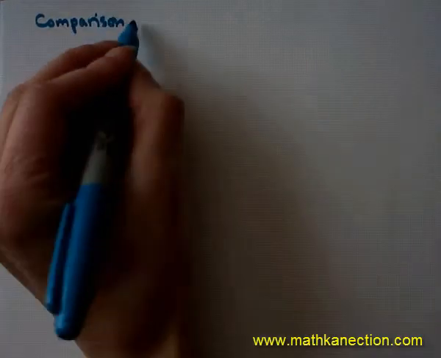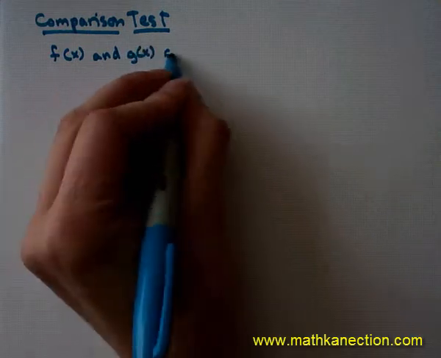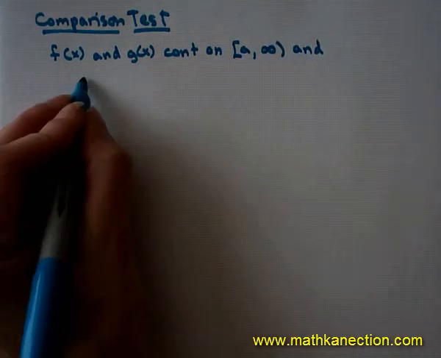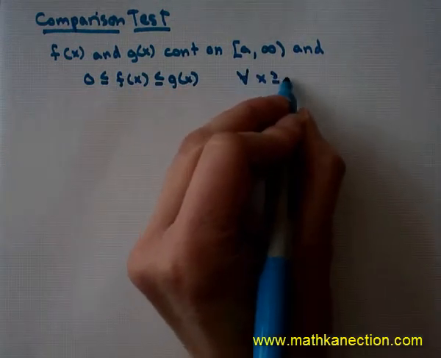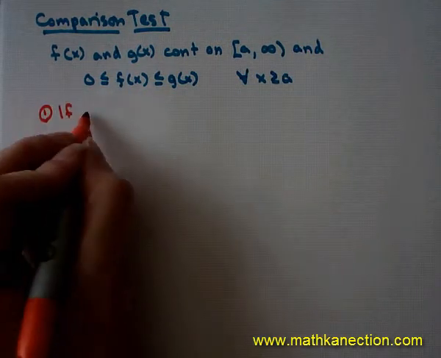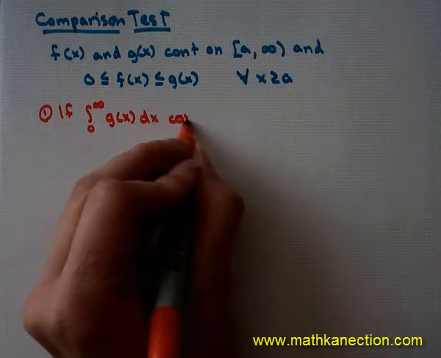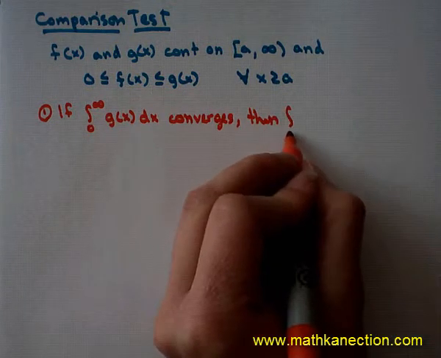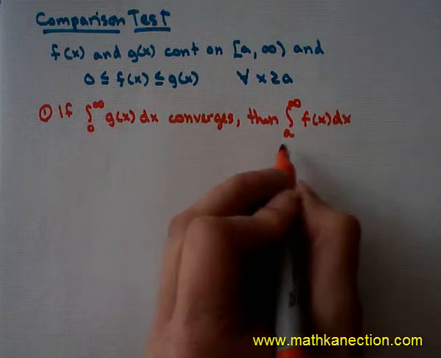So for improper integrals, you also might want to look at a comparison test. If f of x and g of x are both continuous on the closed interval from a to infinity, and f of x is between 0 and g of x for all x bigger than or equal to a, if the integral from a to infinity of g of x dx converges, then the integral from a to infinity of f of x dx will also converge.